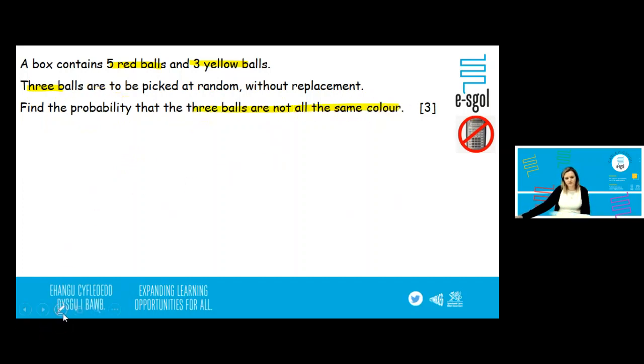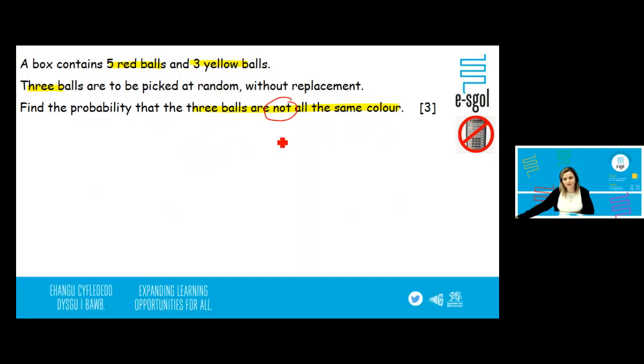Okay. Now, if you think about this, you could go down the route of a red, a yellow, a red, a yellow, a red, and so on. It could be a lot of workings, and if you wanted to draw a tree diagram, you could. It's whatever method you prefer, but it is only worth 3 marks. So rather than going down those different options, if we focus in on this word not and ignore that for now, if the question said, find the probability that the 3 balls were all the same colour, that would lead us to our answer quite quickly.